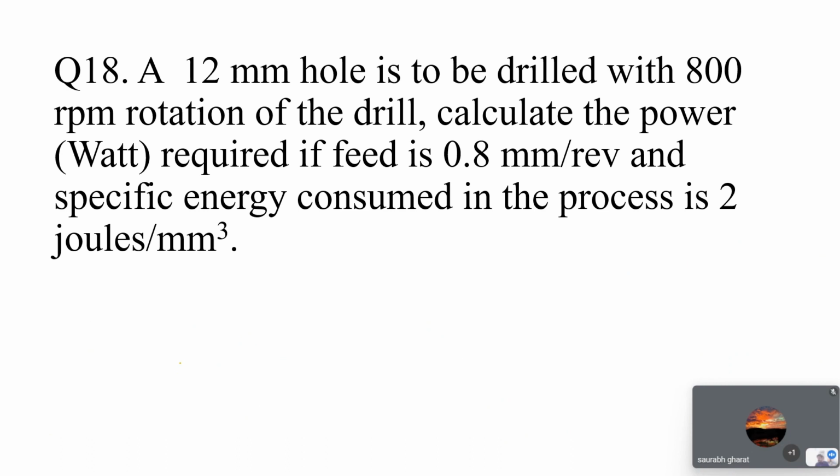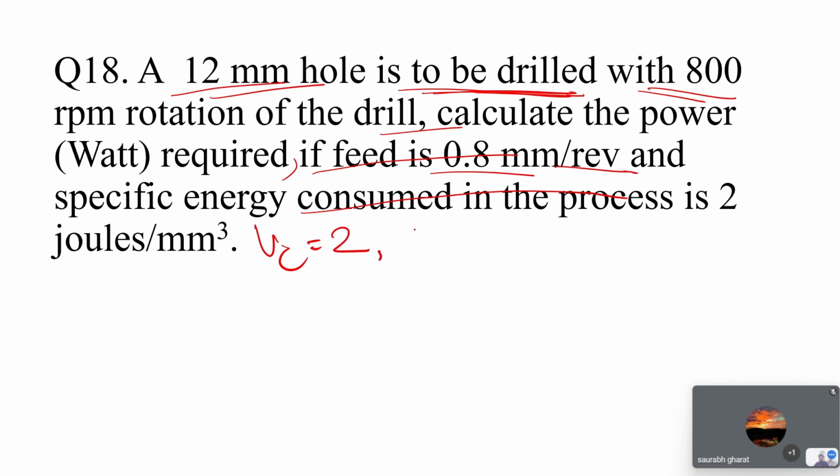So right now we go to the 18th problem. What is the 18th problem? We have time. A 12 millimeter hole is to be drilled. First of all you have to understand that this is a drilling process, so you have to apply the formula for drilling. With RPM 800 rotations of the drill, calculate the power in watts if the feed is 0.8 and the specific energy consumed is 2. So you know UC is 2, and what you have to find out is P.